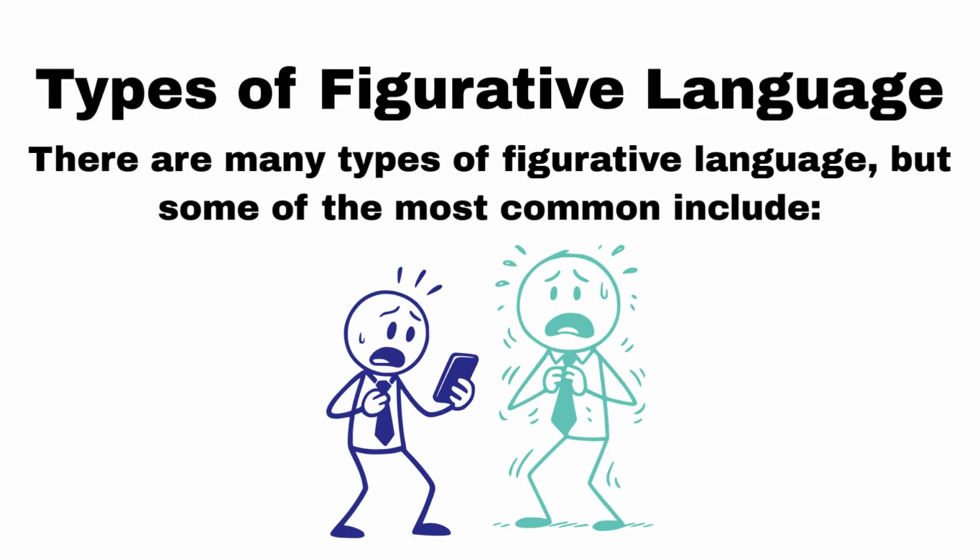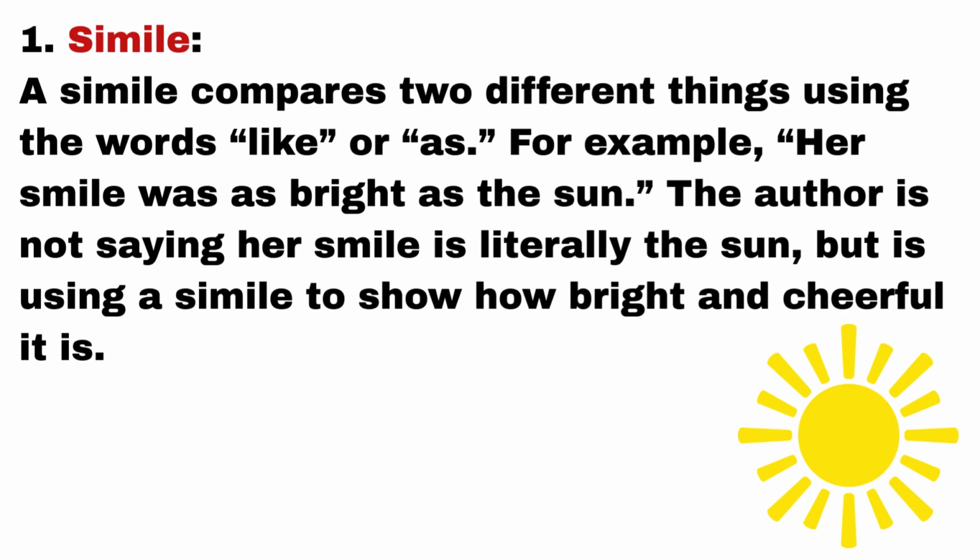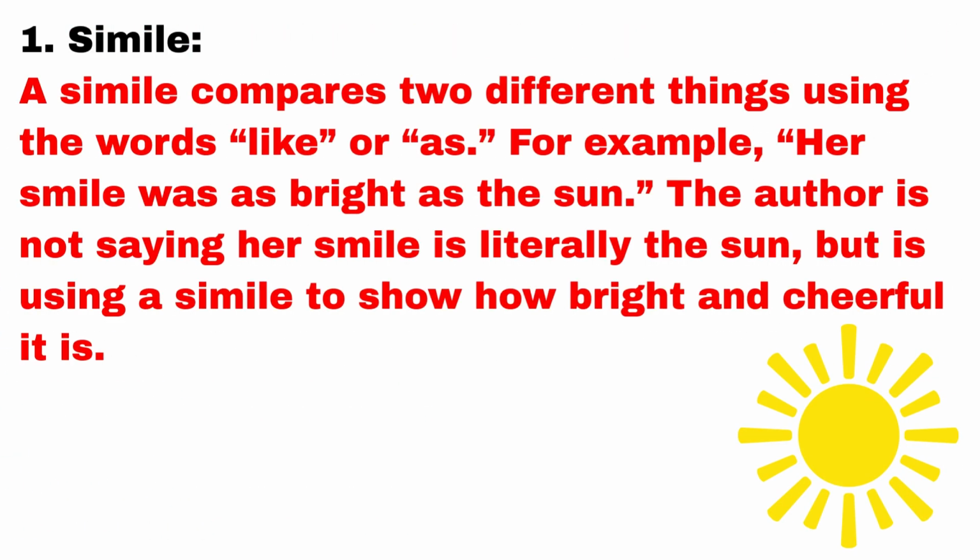Types of figurative language. There are many types of figurative language, but some of the most common include: a simile compares two different things using the words like or as. For example, her smile was as bright as the sun. The author is not saying her smile is literally the sun, but is using a simile to show how bright and cheerful it is.